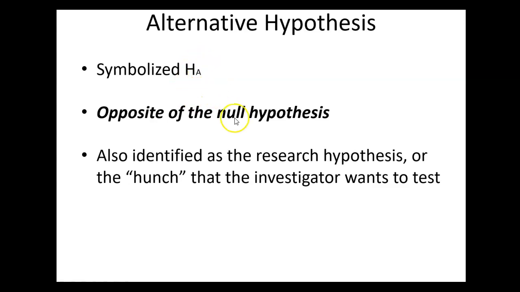Alternative hypotheses are the opposite of null hypotheses, and it's symbolized as HA. This is what you probably often see in research papers. It's identified as the research hypothesis or the hunch that the investigator wants to test.